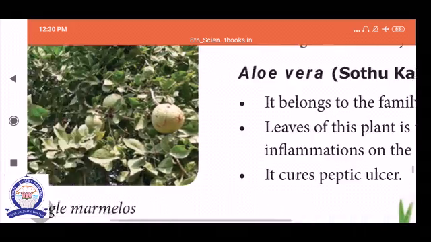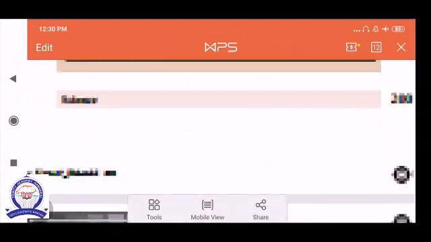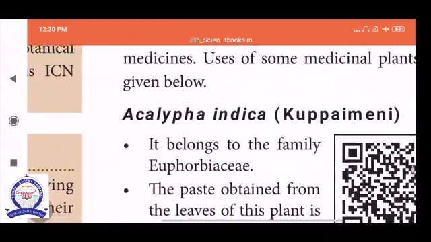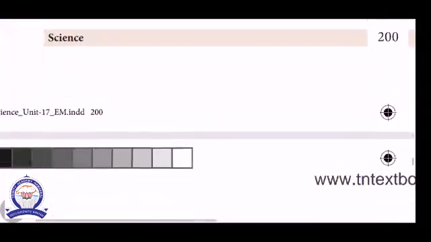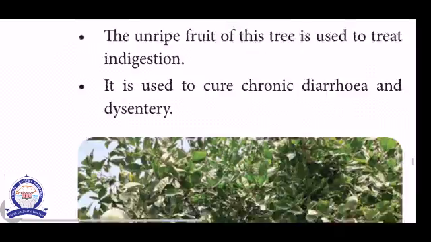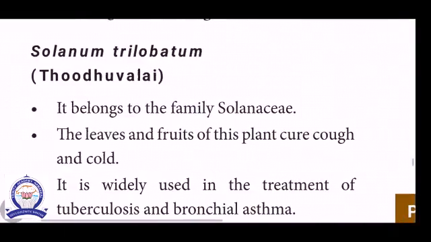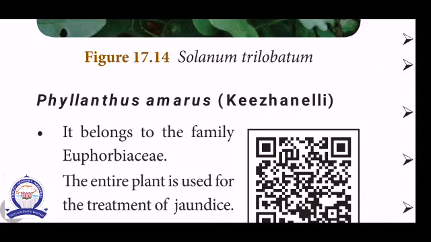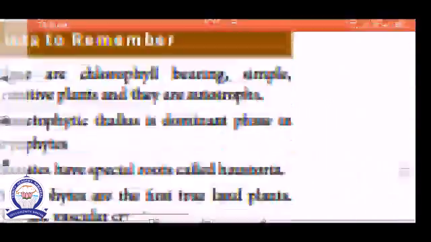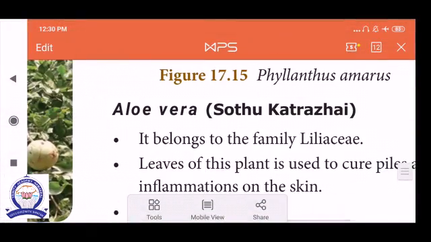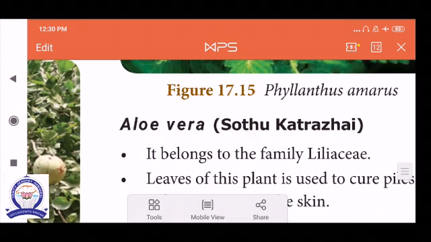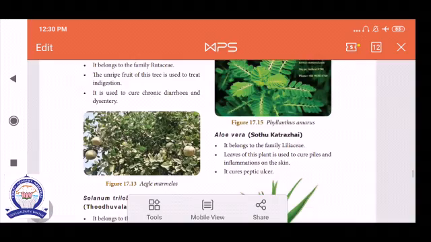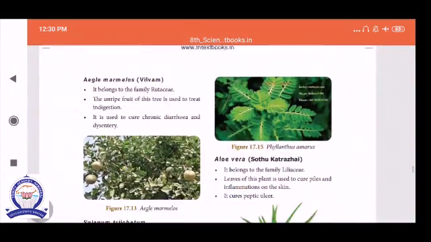So, the herbal plants: the first one, Acalypha indica, Kuppai Medi. Second, Aegle marmelos, Vilvam. Third, Solanum trilobatum, Thuduvelai. Fourth, Phyllanthus amarus, Keezhanelli. And finally, aloe vera, Sothu Katralai in Tamil. These are very important herbal plants.